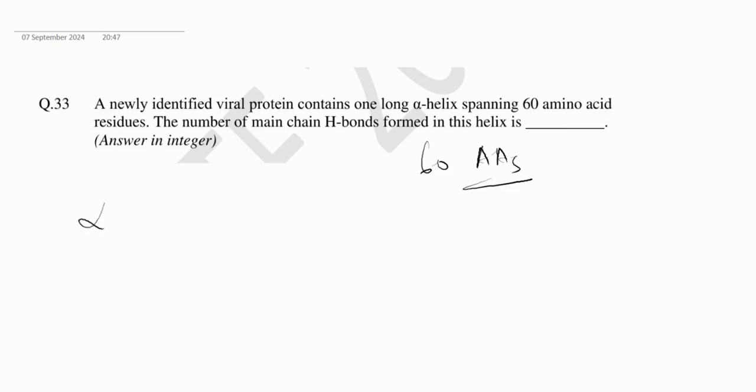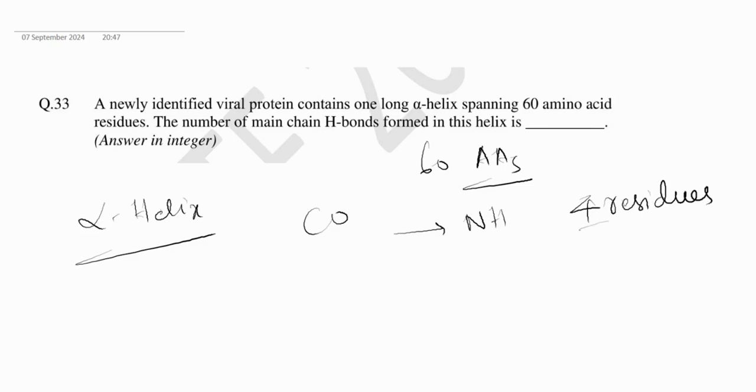So for an alpha helix, which is basically a secondary structure in a protein, the CO group of one amino acid forms a hydrogen bond with the NH group of the amino acid that is 4 residues away. This fact has to be kept in mind when you solve questions related to alpha helix. So in that case, the CO group of the first amino acid forms a hydrogen bond with the NH group of the fifth amino acid.